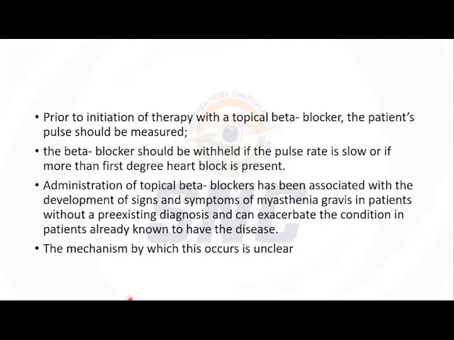Prior to initiation of therapy with a beta blocker, the patient's pulse should be measured, and the beta blocker should be withheld if the pulse rate is low or if more than first degree heart block is present, because one of the cardiac side effects of beta blockers is bradycardia. Administration of topical beta blockers has been associated with the development of signs and symptoms of myasthenia gravis in patients without a pre-existing diagnosis, and can exacerbate the condition in patients already known to have the disease. The mechanism by which it occurs is unclear.